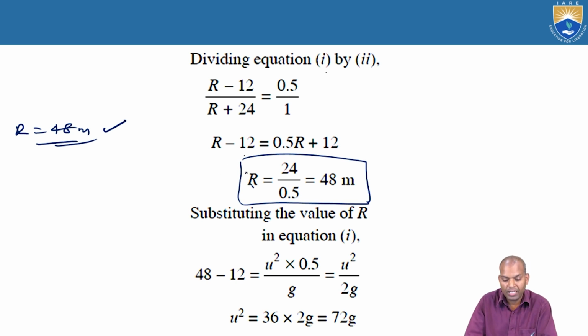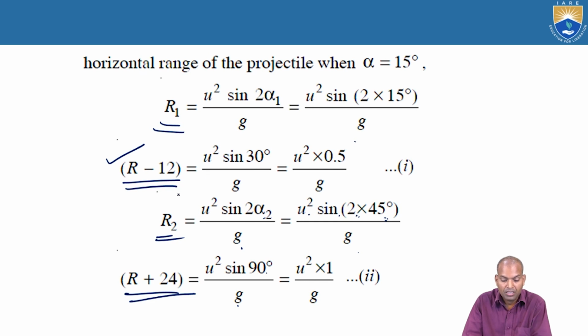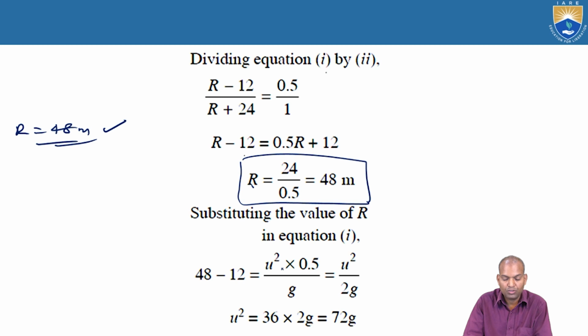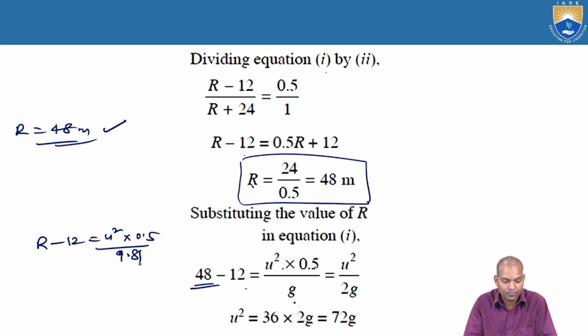Now substitute this range in one of the equations. R minus 12 equals u square times 0.5 by g, with g equal to 9.81, or 9.8, we are following 9.8.